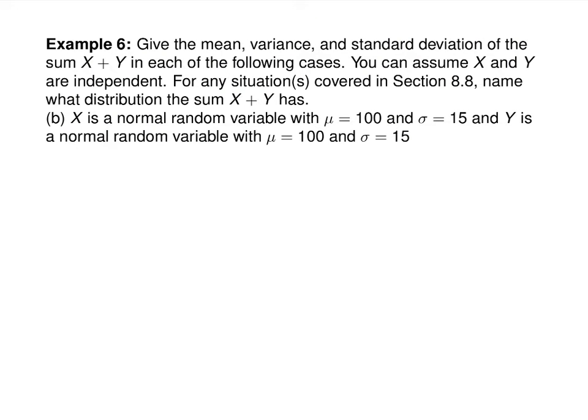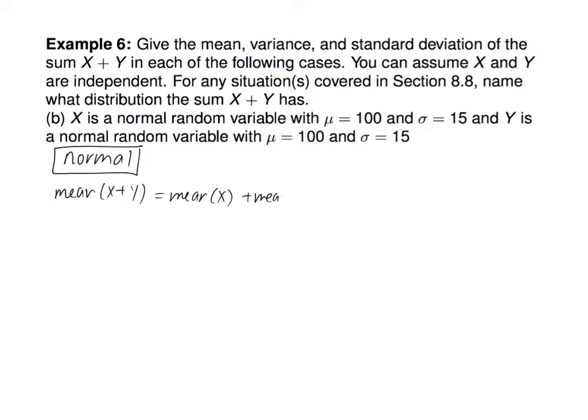Okay, so we have X is a normal random variable with mean mu equals 100 and sigma is 15, and Y is also normal and has the same mean and standard deviation. So first of all, when you add these together, normals are special, you're still gonna be normal. The mean of X plus Y is just the mean of X plus the mean of Y. This one's really easy. 200, exactly.